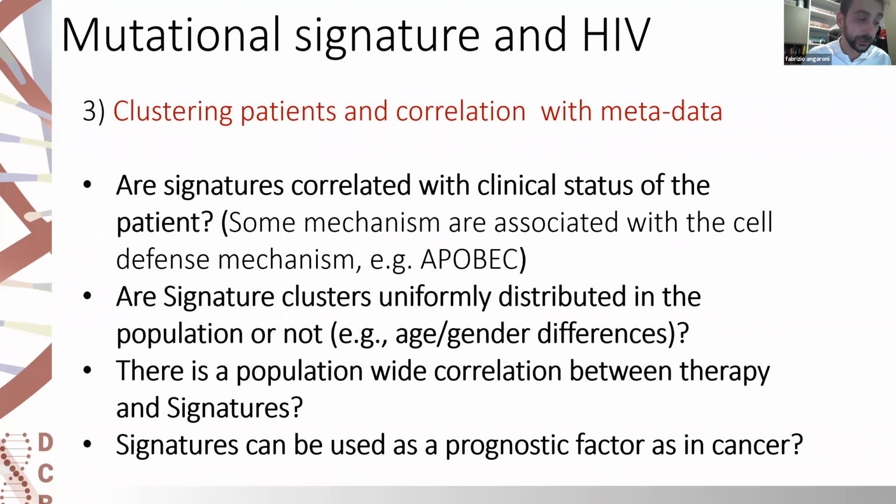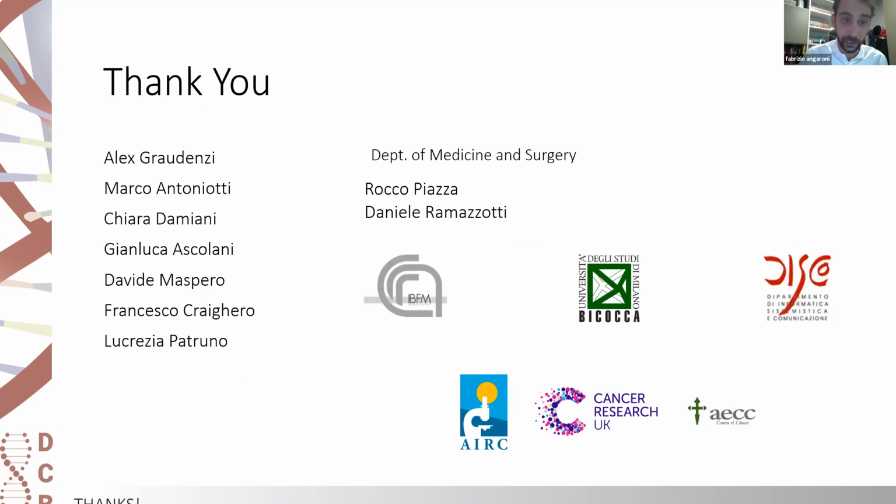Then, very important, we want to study with metadata and clustering techniques. So we want to study if HIV also presents a heterogeneity of the host, so that we have different behavior of the molecular processes of the host. Maybe they could be correlated to treatment, to age, gender difference, or for example, different therapy, or the status of the patient, or the clinical stage of the disease. And we ask that maybe, if that is true, signatures could be used as a prognostic test as we have done in cancer. So I thank you for the attention.